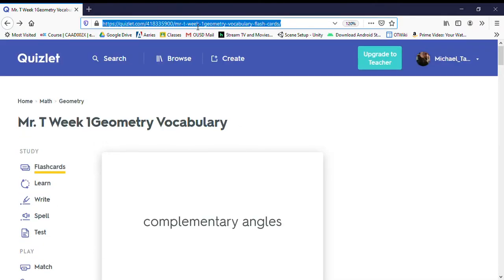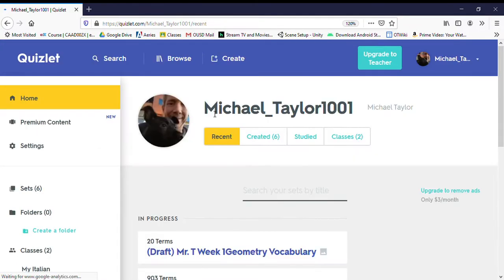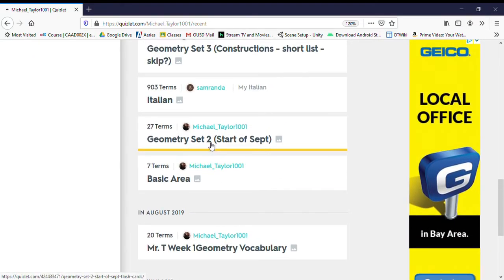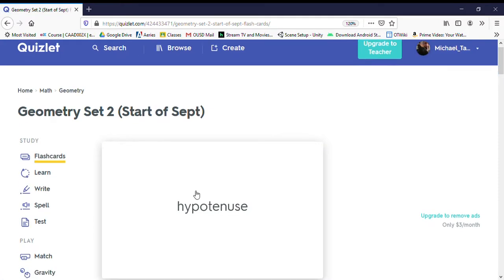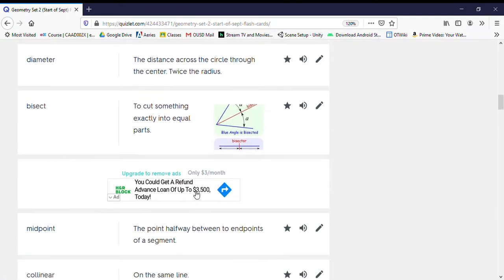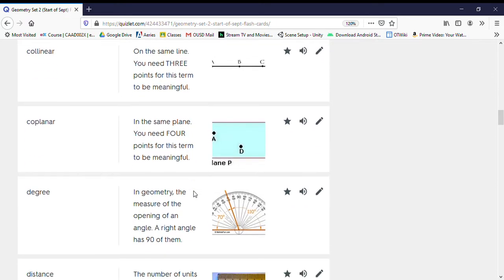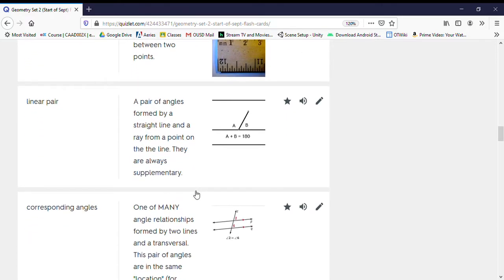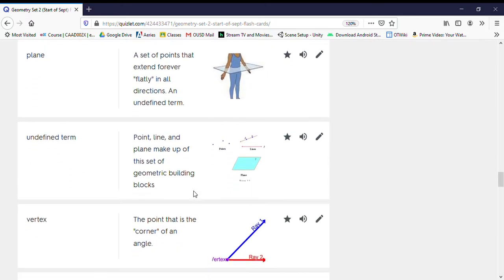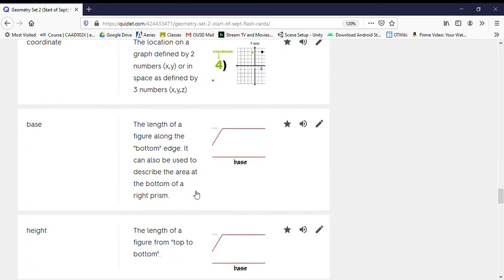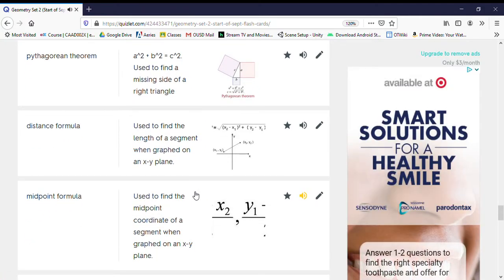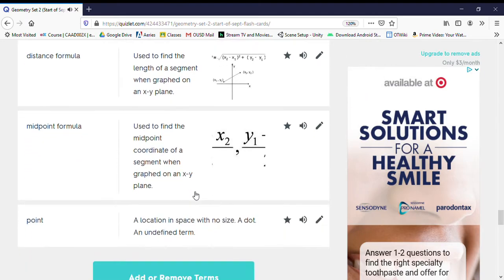So let me go back to my home page, and let's see. So I'm doing list 1, which is called week 1. I'm doing 2. I'm skipping over 3. I made a list in the middle that was too long, and then I kind of broke it into multiple lists. So we got hypotenuse, leg, circumference, radius, diameter, bisect, midpoint, collinear, coplanar, degree, distance, linear pair, corresponding angles, pi, line, ray, segment, plane, undefined term, vertex, coordinate, base, height, Pythagorean theorem, midpoint formula, coordinate of a segment when graphed, midpoint on an XY plane, and point.